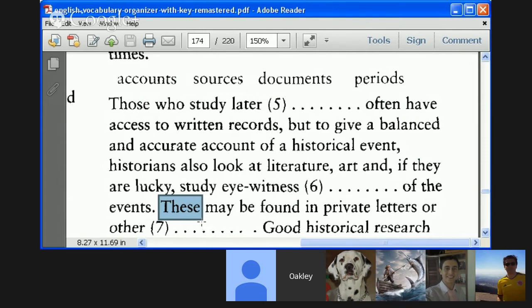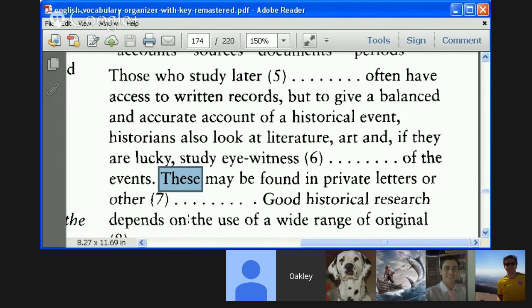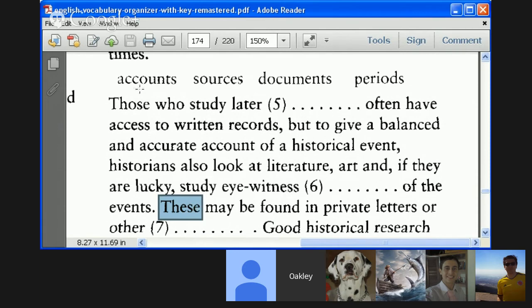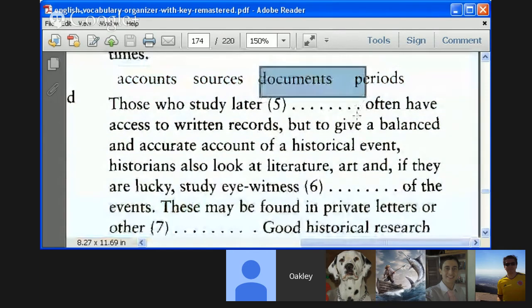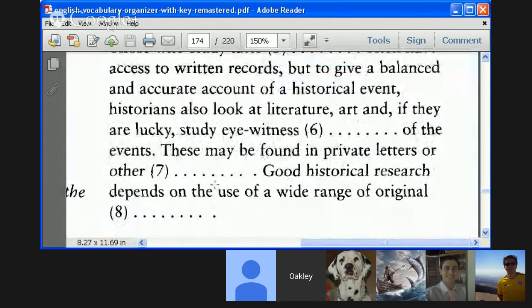Yes. So this may be found in private letters or any options for me? Any other documents or maybe sources? No, documents. Well, it says letters, so he's talking about written things, so I think documents. Okay. Sources would fit here, grammatically and logically. So you're not entirely wrong there. Okay, just go ahead and finish it up, Johnny, please.